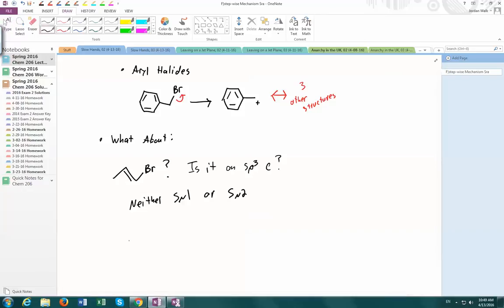What about this? Yeah, it's the same thing. Again, we have an sp2 carbon, and so neither is possible.